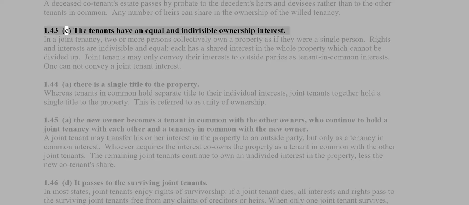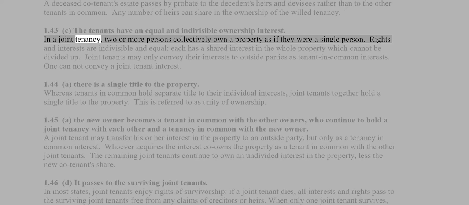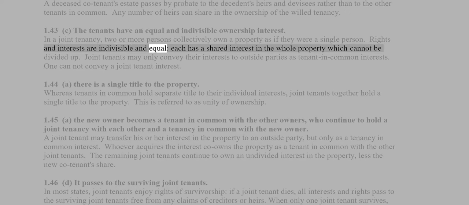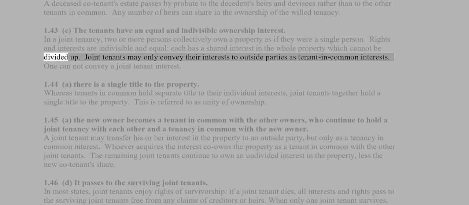1.43 c. The tenants have an equal and indivisible ownership interest. In a joint tenancy, two or more persons collectively own a property as if they were a single person. Rights and interests are indivisible and equal; each has a shared interest in the whole property which cannot be divided up. Joint tenants may only convey their interests to outside parties as tenant in common interests. One cannot convey a joint tenant interest.